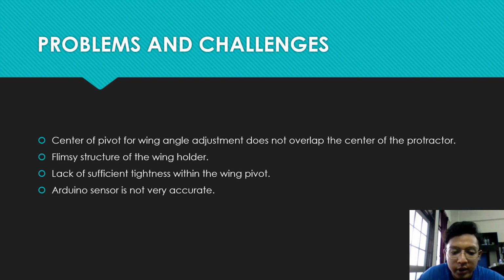Certain Arduino sensors, to give an example, are limited to certain intervals to display the data. For example, 0.02, so it cannot be that accurate. In order to solve this, a suggestion that we can give is to replace the sensor with a high quality sensor that can give more accurate readings, so that the overall results will be as accurate as possible. So those are the challenges and problems that we faced during this experiment. I will now move on to the next slide. Thank you.